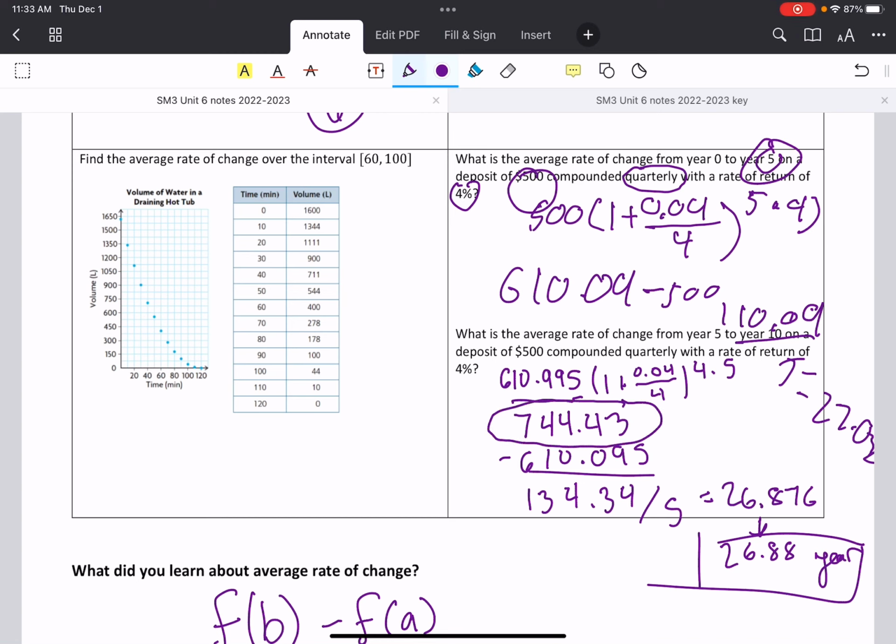And now it's asking us to find the rate of change from year 5 to year 10 instead of year 0. So we're going to start at year 5's value, which was 610. So we subtract 610 from this new value, which is year 10, and that's where we get this rate of change, where we divide by 5 because it's over a 5-year period, and that's where we get the answer.